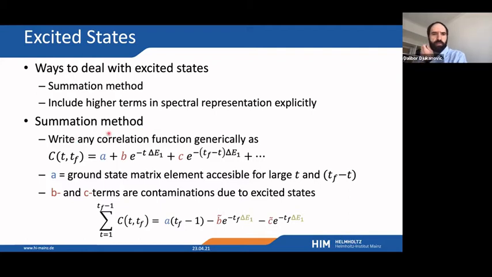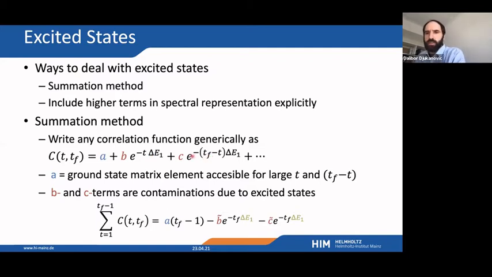This summation method is just, you can write any correlation function generically as a function of the time from the source to the sink. And you write it as your ground state matrix element plus some excited state overlap and then this exponential, which is actually damped by the energy difference from ground state to first excited state. And you have the same from the sink. Now, to get the ground state matrix element, you'd prefer T to be very large and TF minus T also to be very large, which means that TF is larger than either T or the difference here.